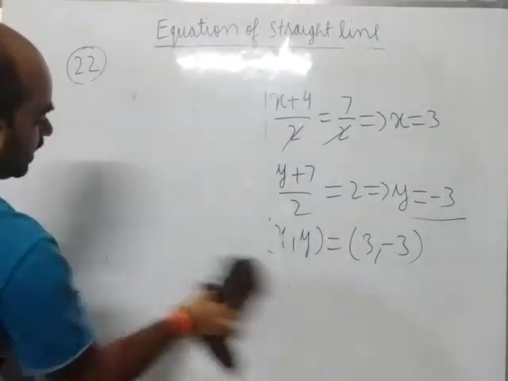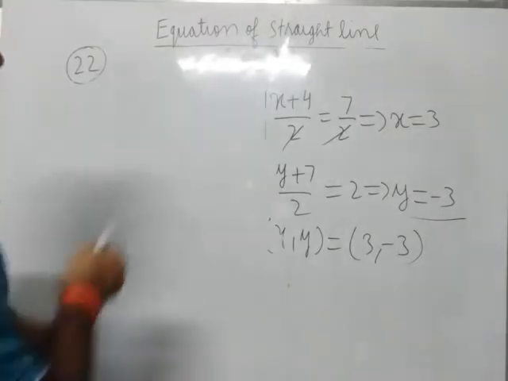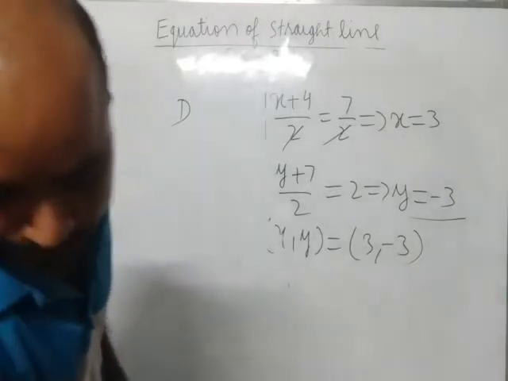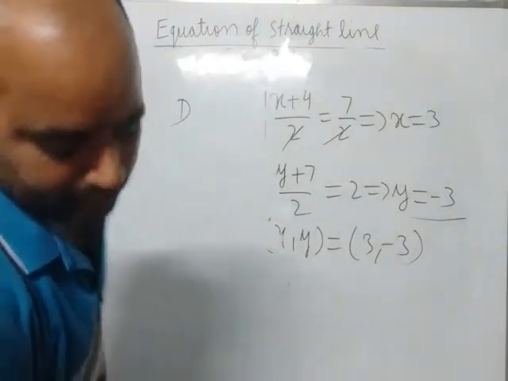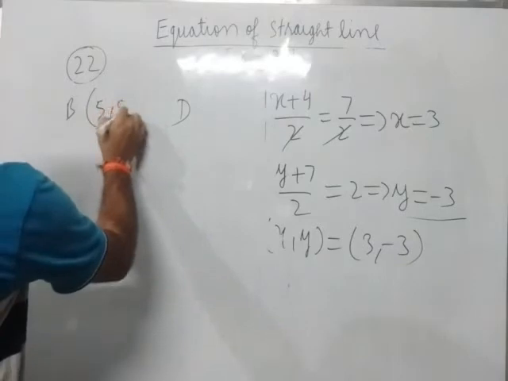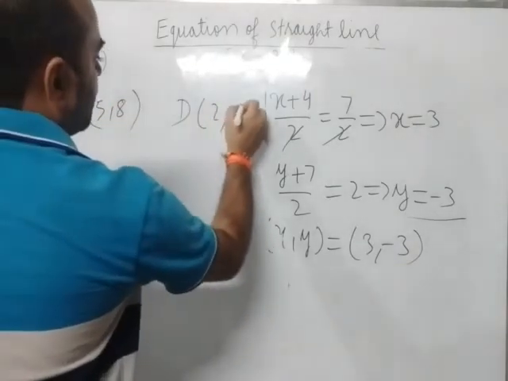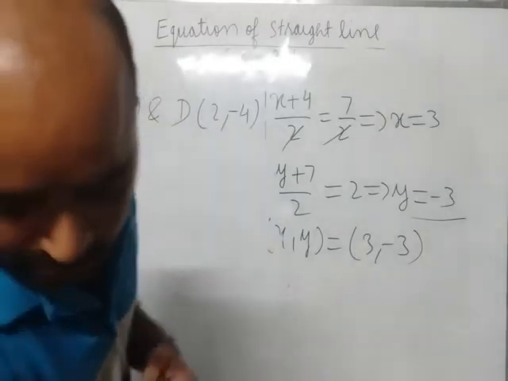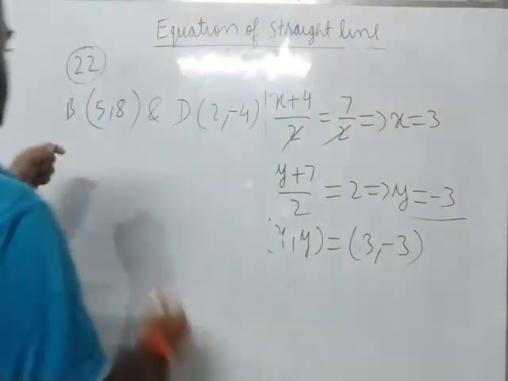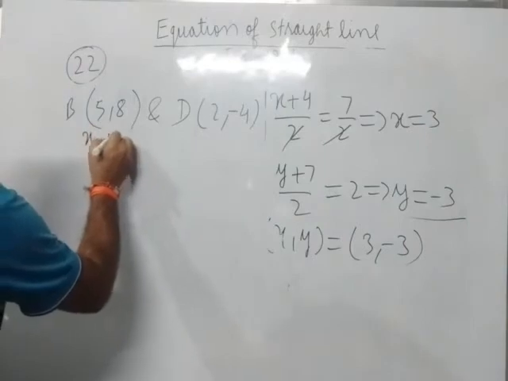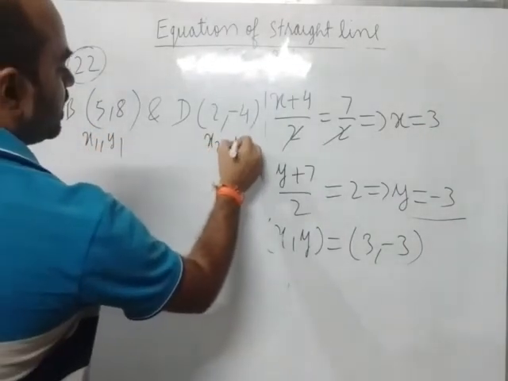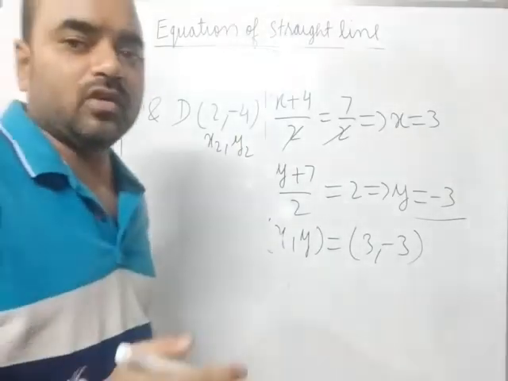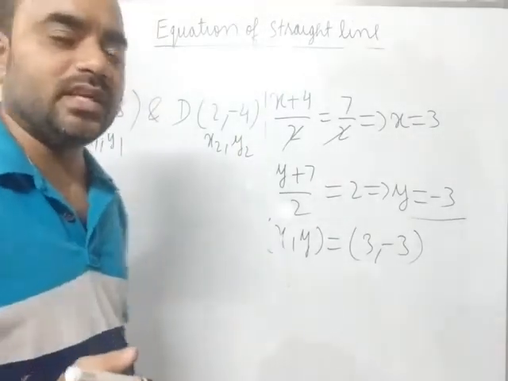I am writing B and D. What are B and D? Point B is (5, 8) and D is (2, -4). Suppose this point is (x1, y1) and this point is (x2, y2). Correct? Now, what is the two-point form for the equation of a straight line?